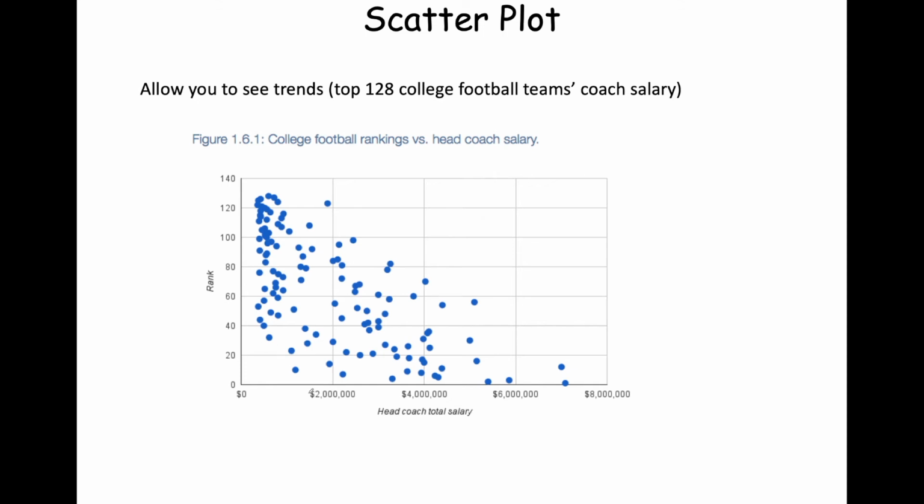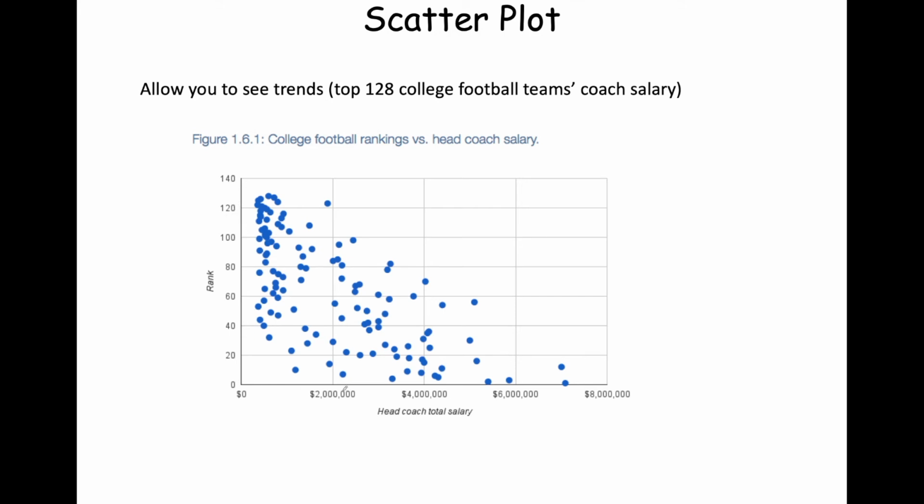Along the horizontal axis, we have head coach salary. There's $2 million, $4 million, $6 million, $8 million, and so forth. And along the vertical axis, we have rank, going from rank 1 up to rank 140. Now, in this particular case, and this is really important when you're interpreting a graph for your audience, explain to them what these numbers mean.